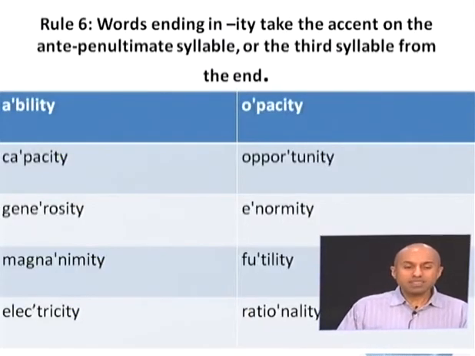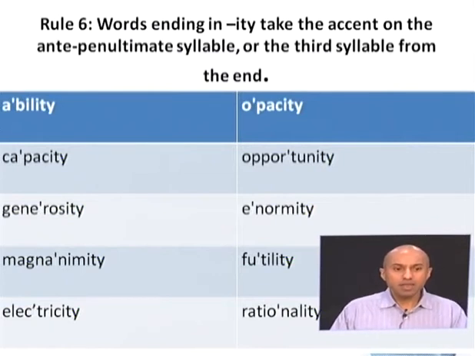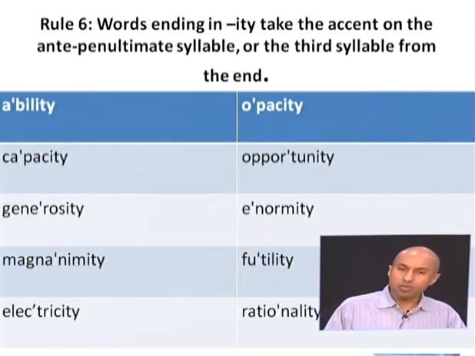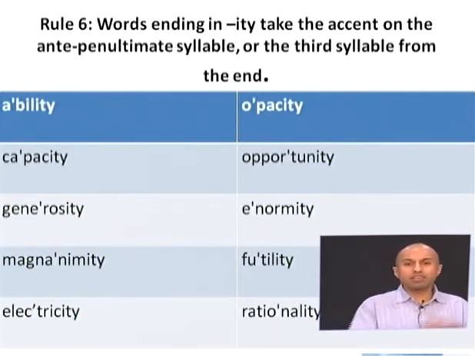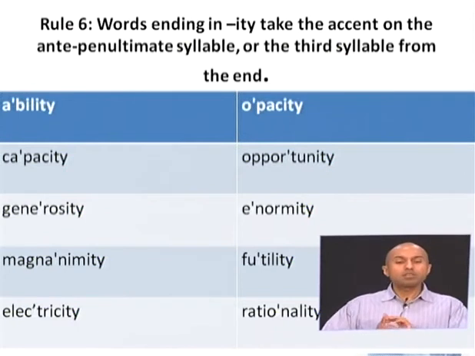The rule number 6 that we have, as we go ahead, is words ending in ity take the stress on the antepenultimate syllable, or the third syllable from the end. I think it's easier to just say the third syllable from the end. So, we have the words here. Ability. Bill will get the stress. Ability.